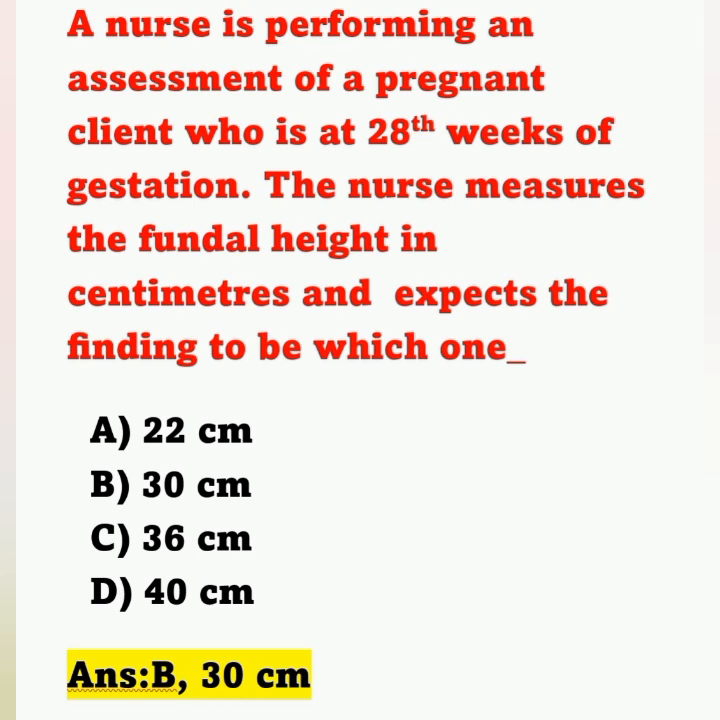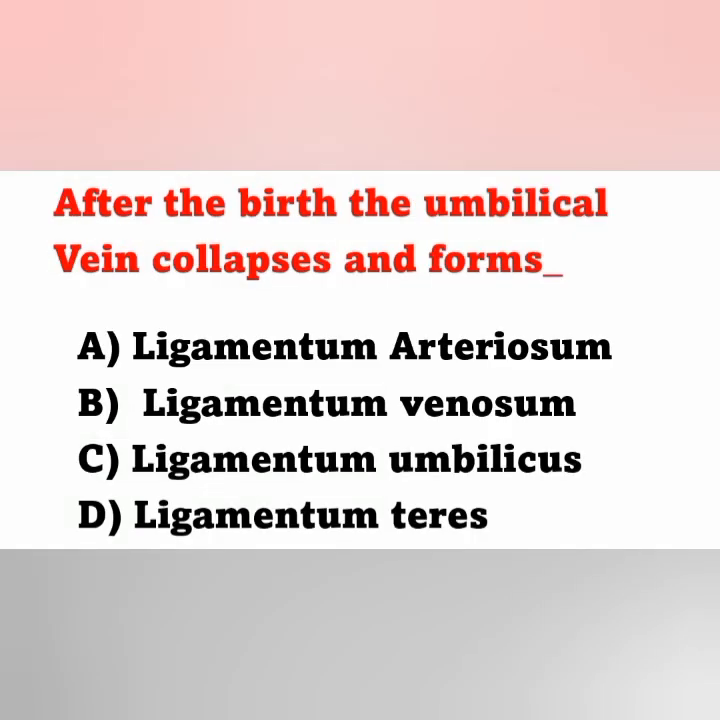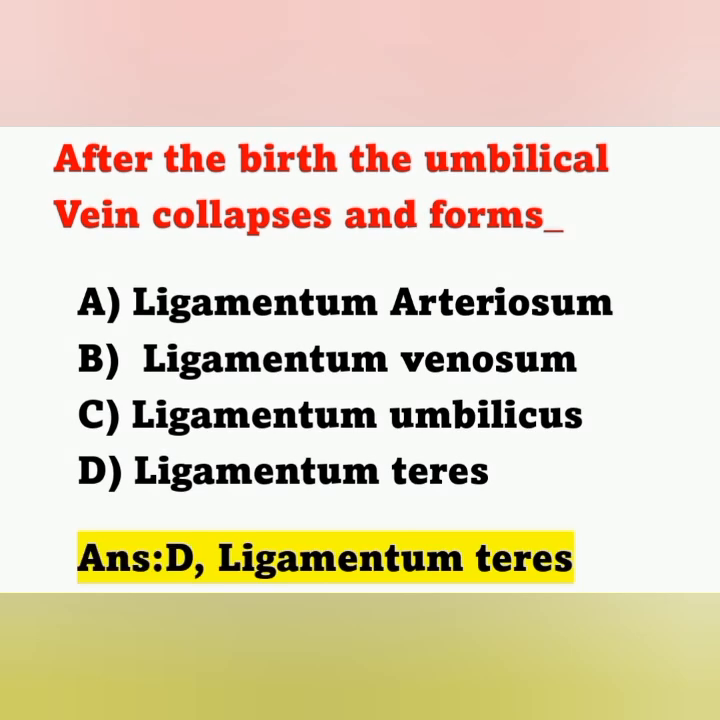The next question: after the birth, the umbilical vein collapses and forms? Options: A, ligamentum arteriosum; B, ligamentum venosum; C, ligamentum umbilicus; D, ligamentum teres. The correct answer is option D, ligamentum teres. After birth, the umbilical vein collapses and forms the ligamentum teres, and the ductus venosus becomes the ligamentum venosum.